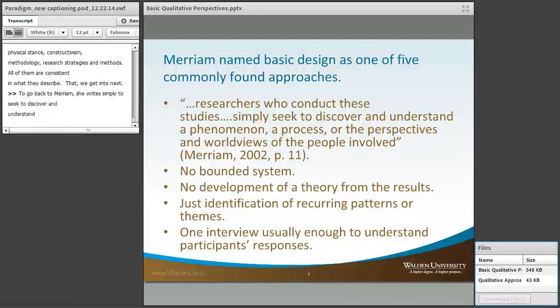It's not a bounded system, so it's not a case study. We're not planning on developing a theory from the results, so we're not talking about grounded theory. And we're looking for recurring patterns or themes, so the coding typically is moving from codes to categories to themes. And typically, you would want to have more than one interview to understand people's experience in a problem setting. So we're also differentiating it from narrative.